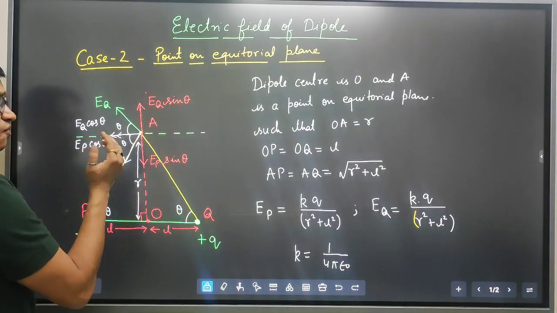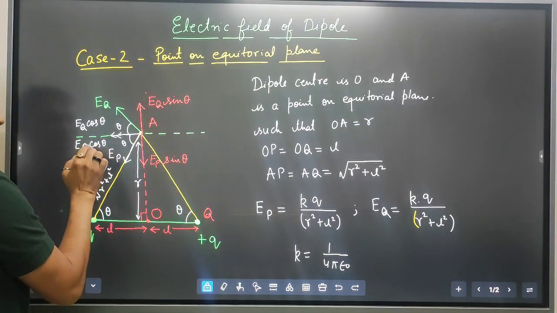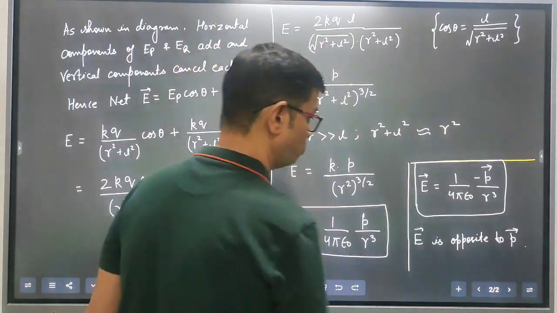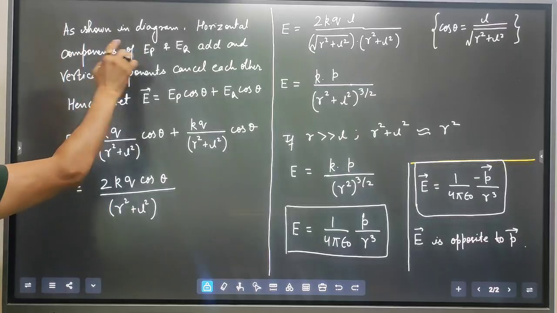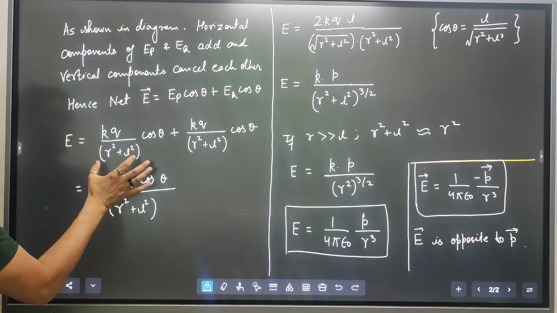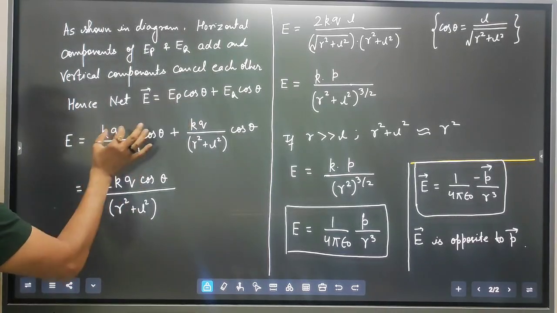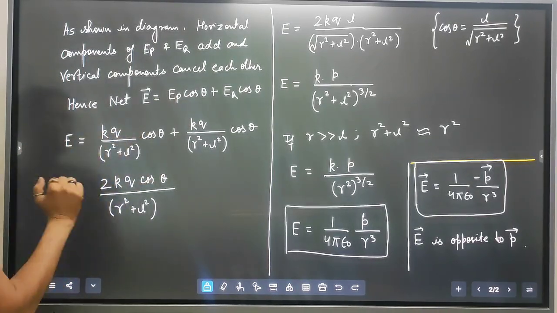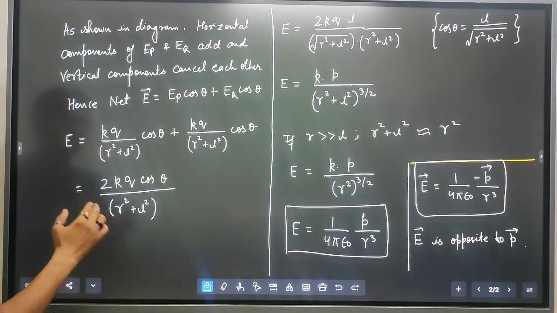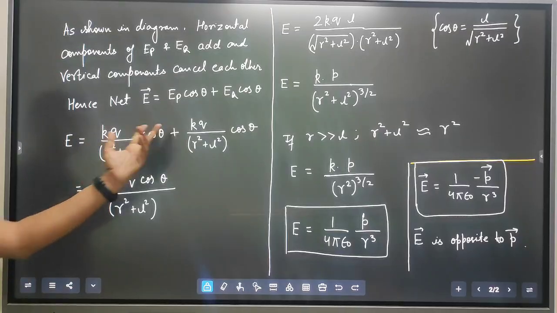So your net electric field would be just along this horizontal line, and it will be EP cos theta plus EQ cos theta. So that's what we are writing here. So net electric field would be EP cos theta plus EQ cos theta. Now EP is KQ by R square cos theta, EQ is KQ by R square cos theta. Both the values are exactly same. It will be 2 KQ cos theta upon, this is x plus x, 2x, right?